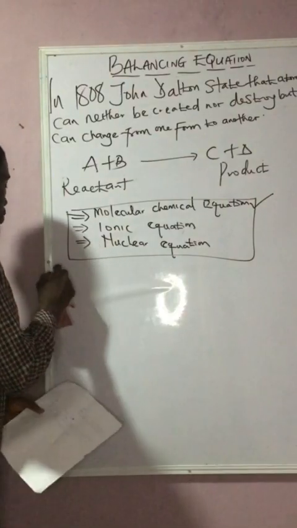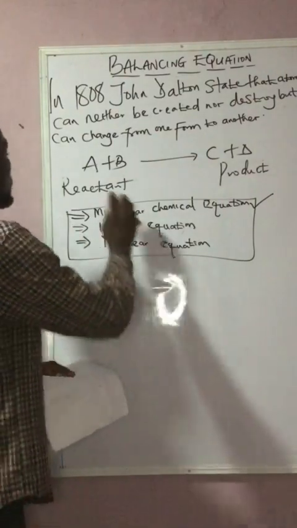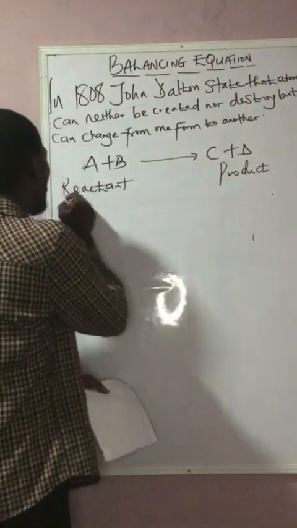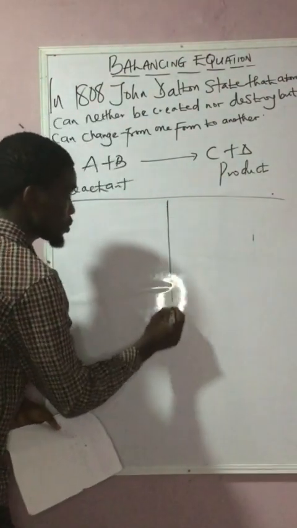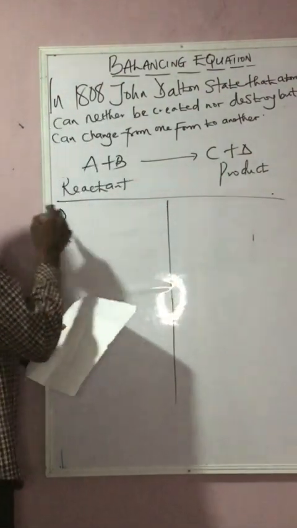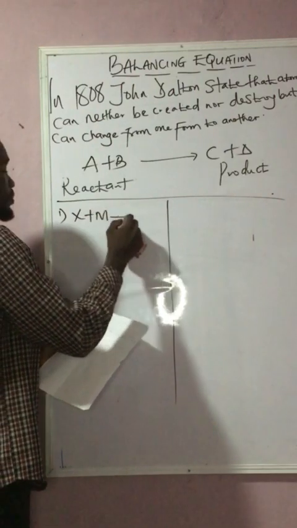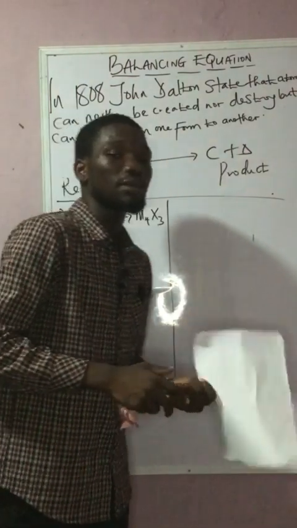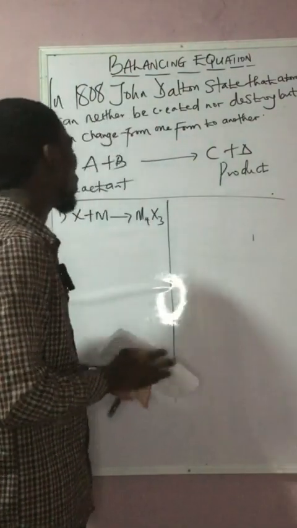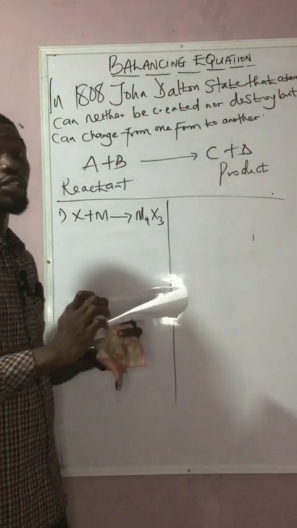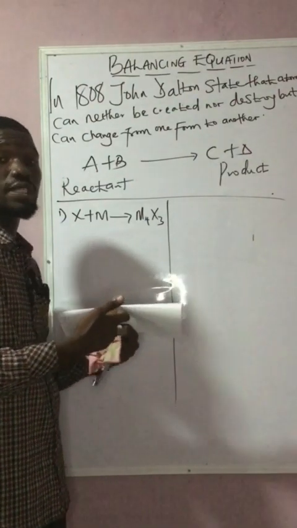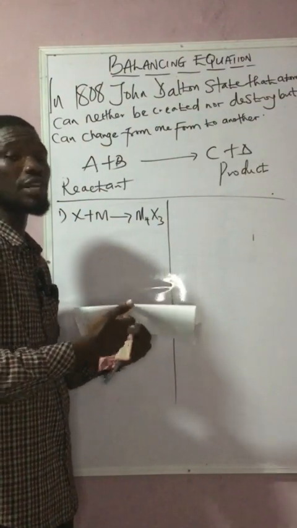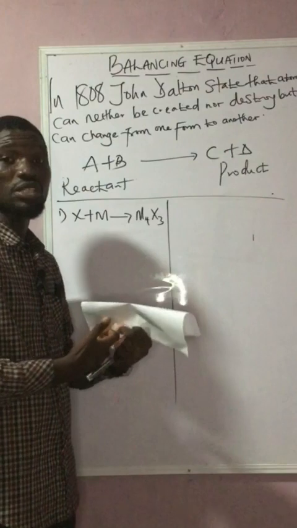I have the first one. I'll be dividing the board to make it look neater. So the first one, I have X plus M, and I have MX3, as in JAMB. There is a way this question can come in different forms, and when we get to that particular form, I would love to explain more on it, and that will show us how vast balancing of chemical equations is and the kind of dimension JAMB will set the equation.